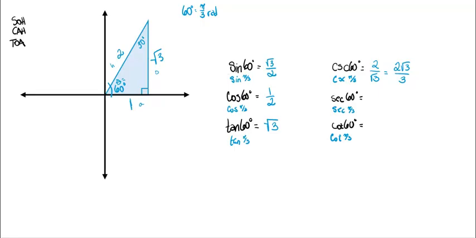And then secant is going to simplify to 2. And cotangent is going to be the reciprocal of tangent, 1 over the square root of 3, which simplifies to the square root of 3 over 3. All right, so here are the 6 trig functions when they're evaluated at 60 degrees or pi over 3 radian. Again, you need to commit these to memory.